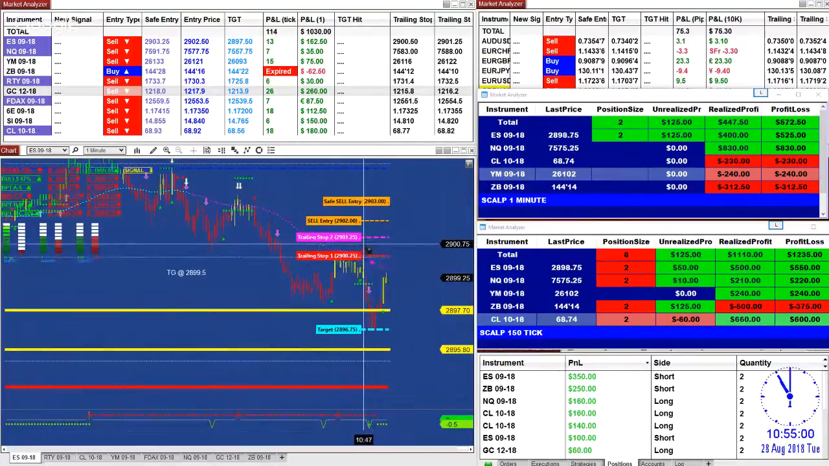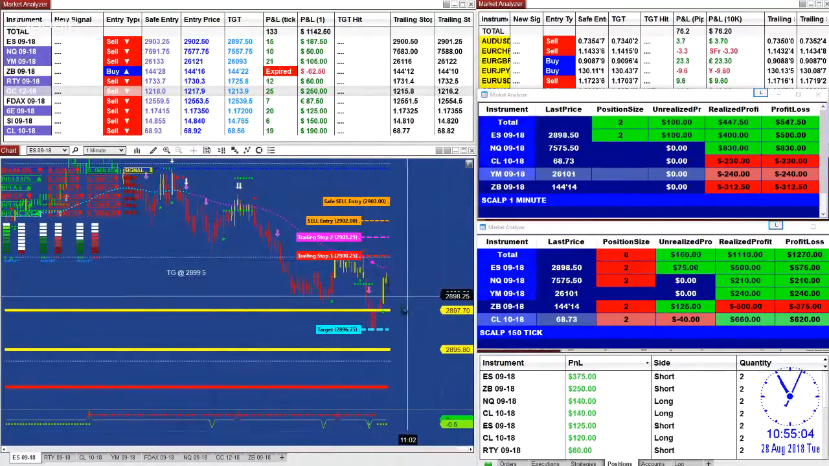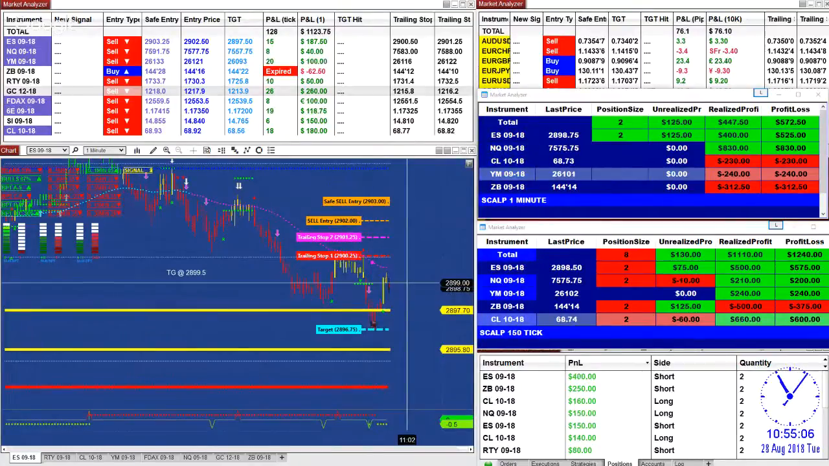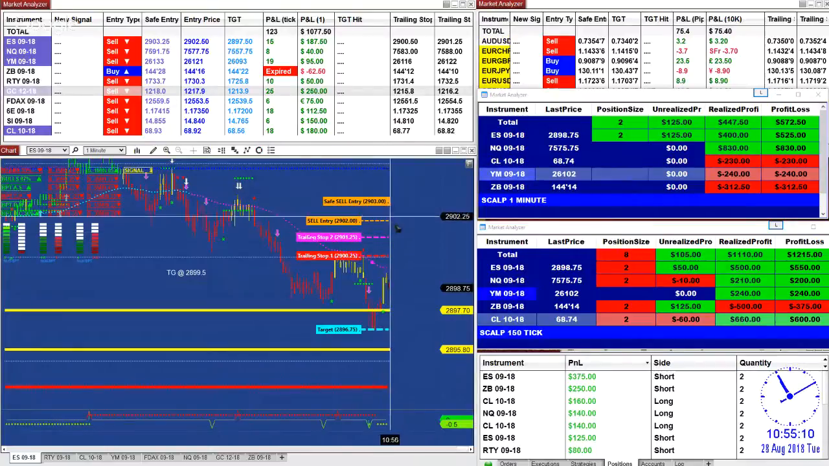This is something you have to understand, that you have to look at it as boxes. This box here and that box here, I'm not trading it anymore. I'm waiting for the new areas to trade.